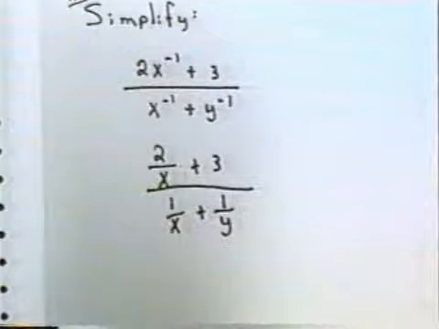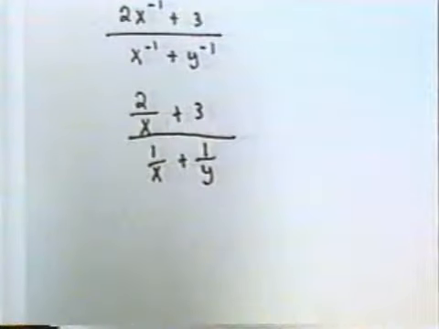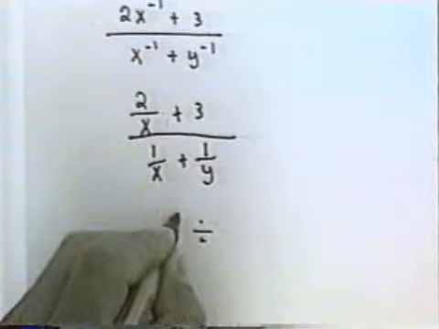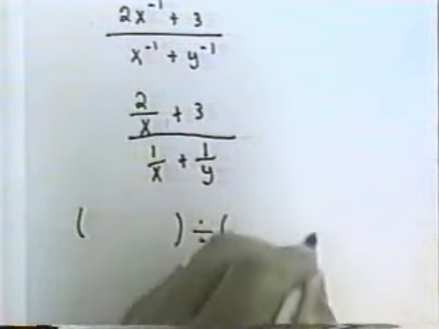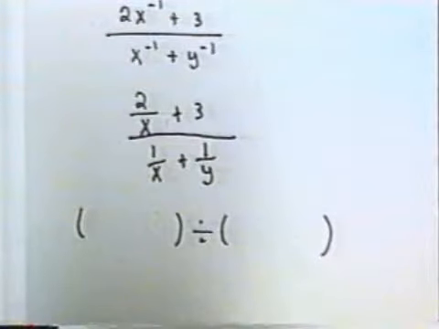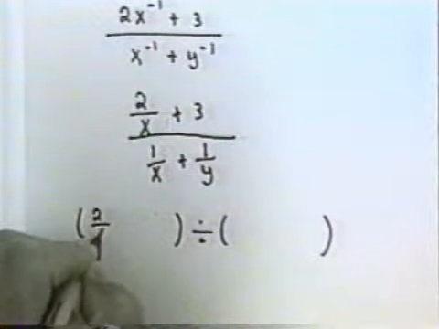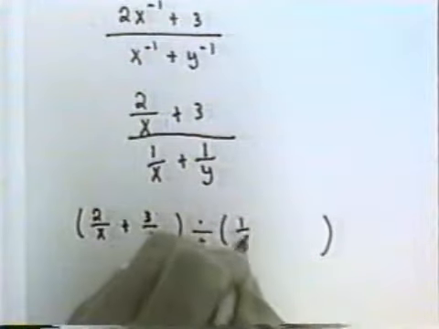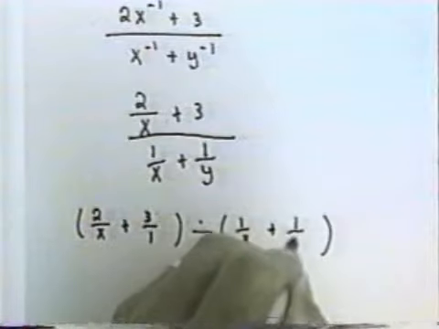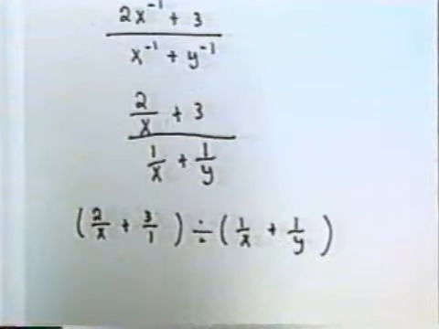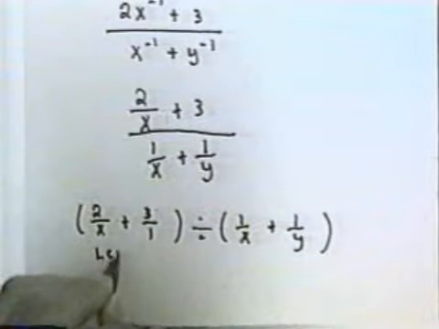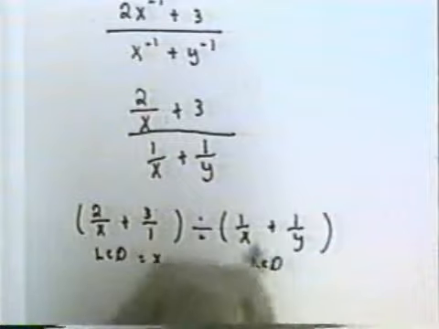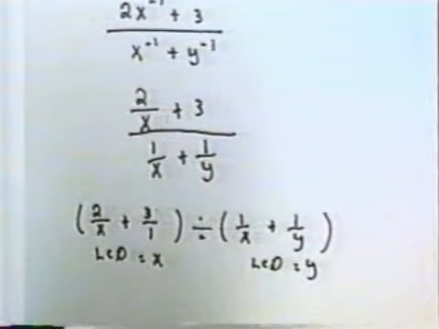I proceed now exactly like we did before. Remember, the bar means to divide. It also groups everything above it together and everything below it together. So I have 2 over x plus 3 over 1, divided by 1 over x plus 1 over y. The least common denominator between x and 1 is x. The least common denominator between x and y is y.